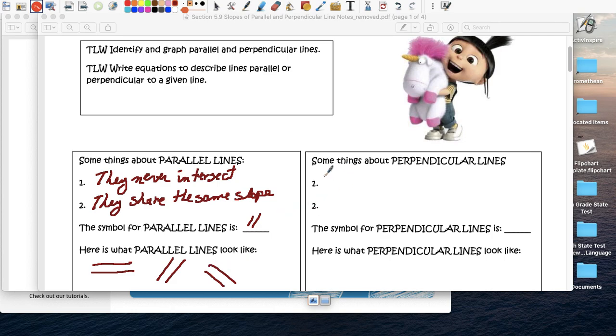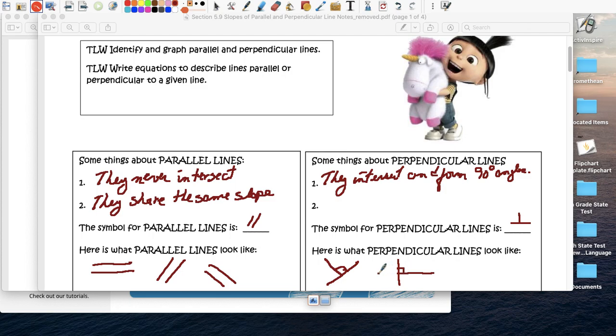Perpendicular lines. They intersect and form 90-degree angles. Okay. The symbol for perpendicular line is this. And let me show you one. Well, here's a line, and there's a perpendicular line. It forms 90 degrees. There's another one here, and this one, 90 degrees. And then let me just extend it. Right? So in that intersection there, they form 90-degree angles.